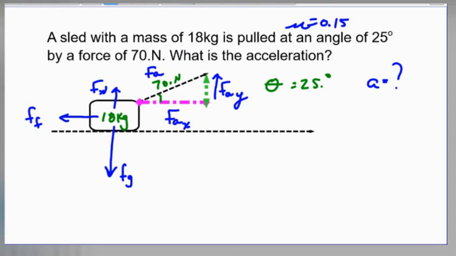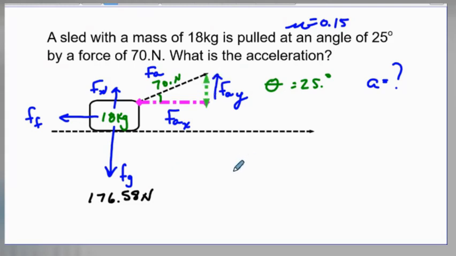Now, the quick and easy is finding this force of gravity. We had 18 kilograms multiplied by our 9.81, which is the acceleration caused by gravity here on Earth. So this is going to be a downward force of 176.58 newtons.